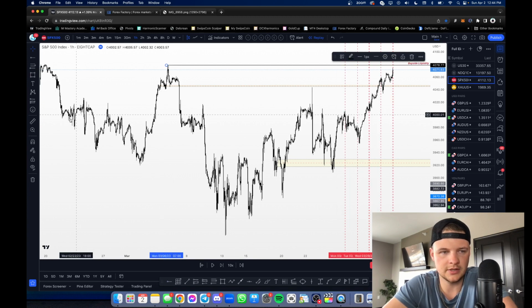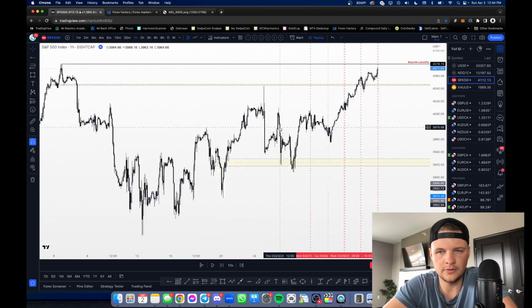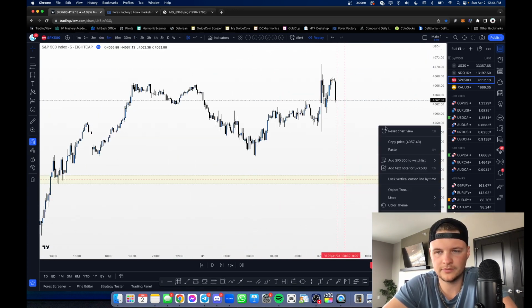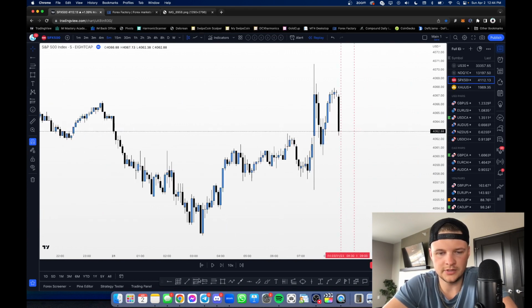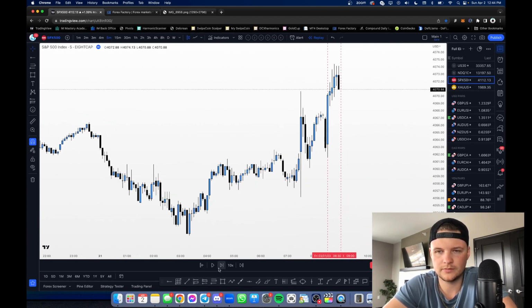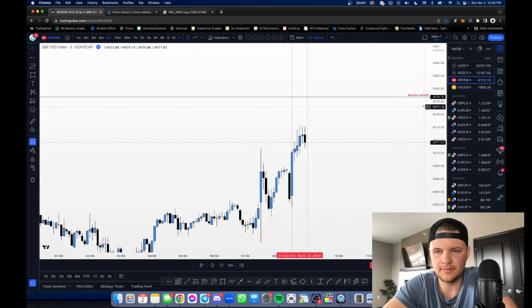Buy side liquidity. Let's go ahead and actually just get this right on the dot. Oh, I'm on the wrong one. There we go. So this is the buy side. Let's drop down to the 5 minute. Let's get us all the way to news release. Here's that buy side right up here.